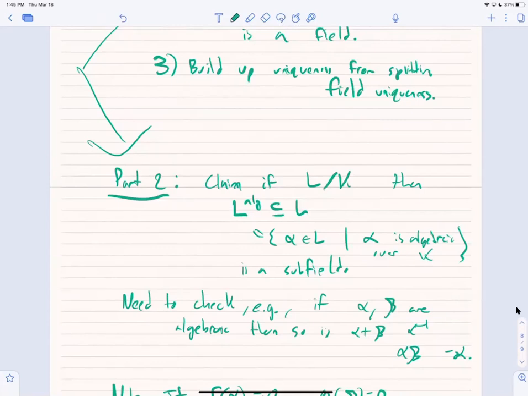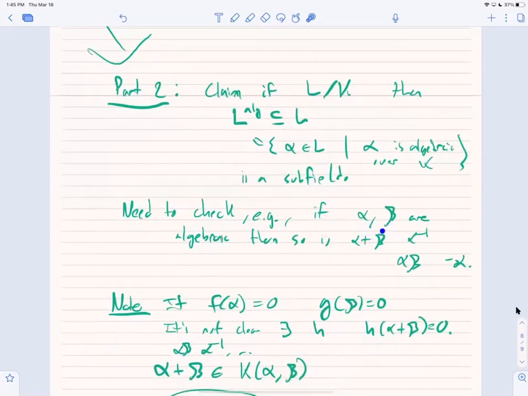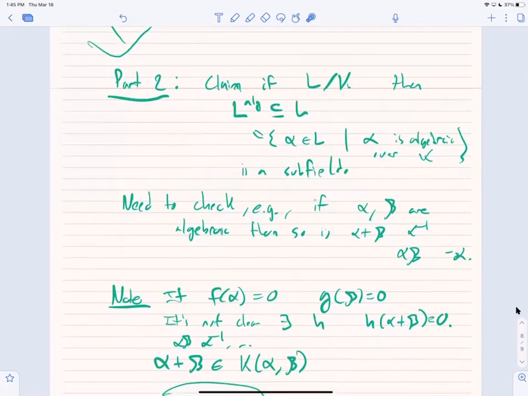So even though this whole extension, L alg over K, this whole set of all algebraic numbers, if L is an infinite extension, this might be infinite over K, this L alg. But if I only need to check something about two elements, those are all contained in some finite subextension. That's the idea going on here.